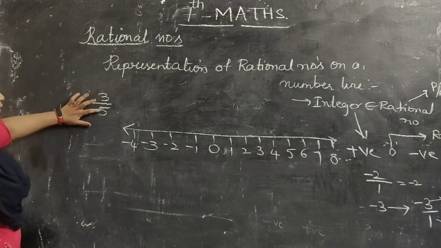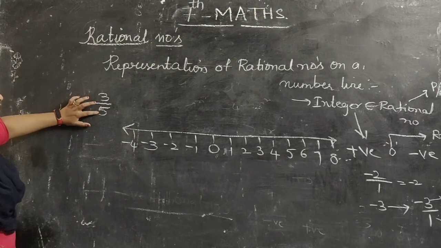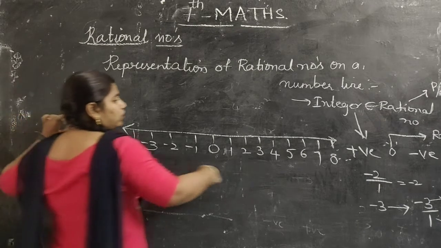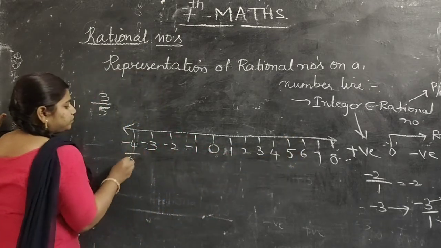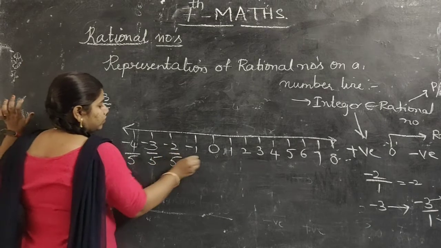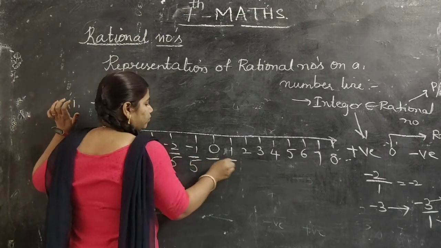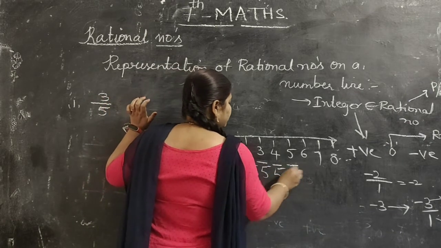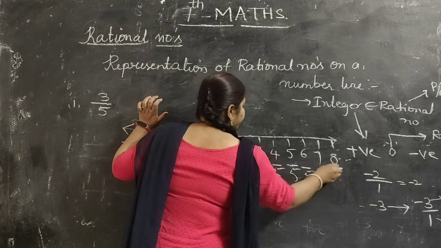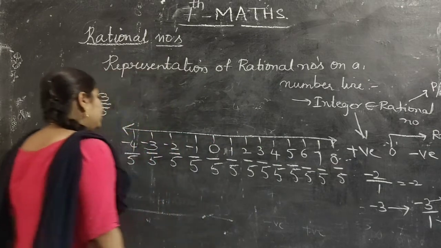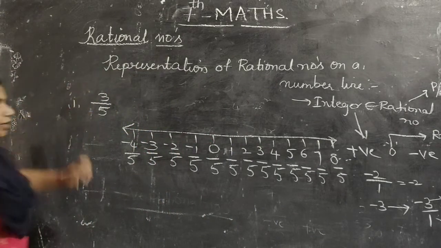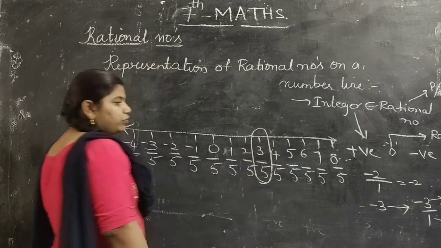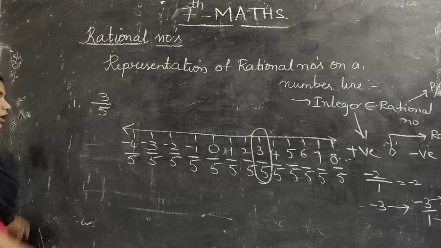So now what is the denominator value? We just have to see the denominator. So what is the denominator here? 5. So divide all the numbers by 5 now. So I have divided all the numbers by 5. Now where are we seeing this 3 by 5 here? This is 3 by 5. So this is how you will represent rational numbers on a number line.